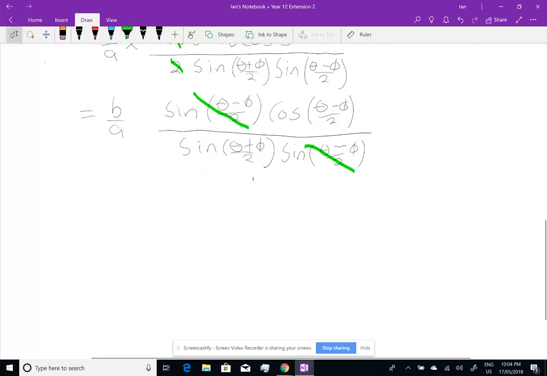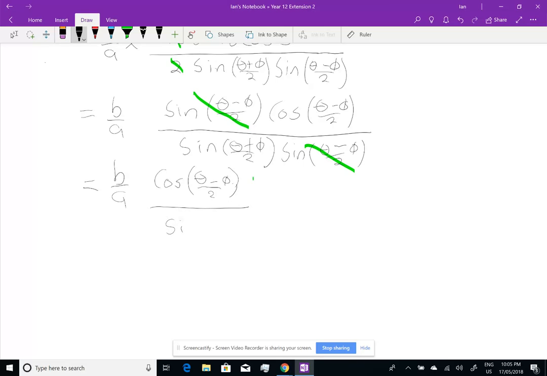So now we get it. Well, we're almost there in terms of getting the gradient. We get b on a cos theta minus phi on 2 all over sine theta plus phi on 2. Whew! So that's our gradient, that's our m. Now remember our point P, we could use Q, is a sec theta, b tan theta. Okay, so we use a point gradient formula now.